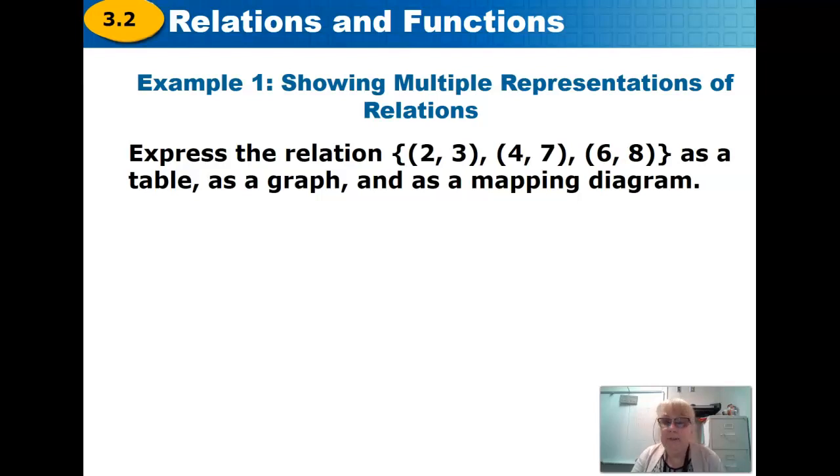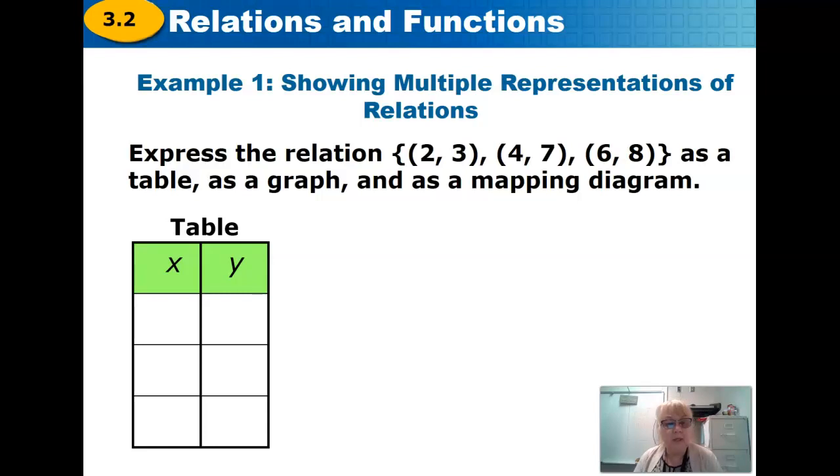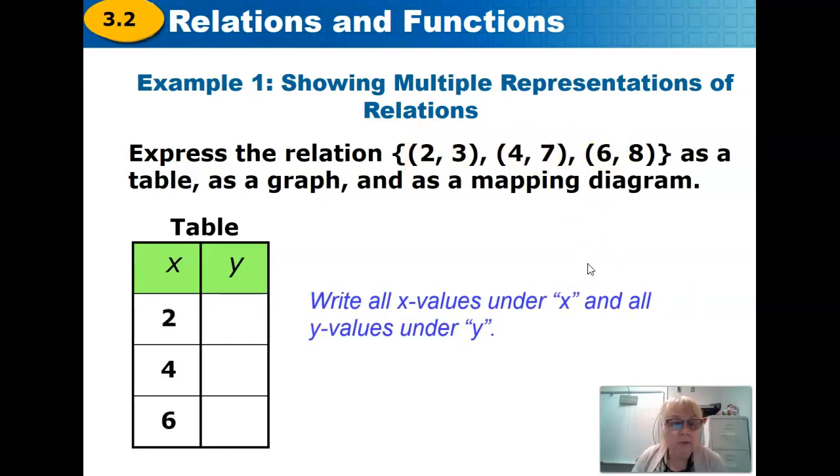So we want to do exactly that. We have these ordered pairs, and we want to put it into a table, a graph, and mapping diagram. So we'll start with the table. The x values, and so that's the first value in each of the ordered pairs: 2, 4, 6. That will go in x. The second one, 3, 7, 8, goes under y. And that's all you have to do for a table. And a table should look like this. It should have cells marking x and y on the top cells, and then your values will follow.